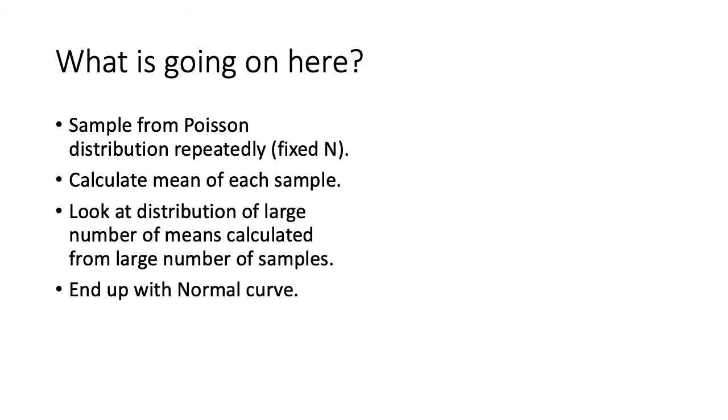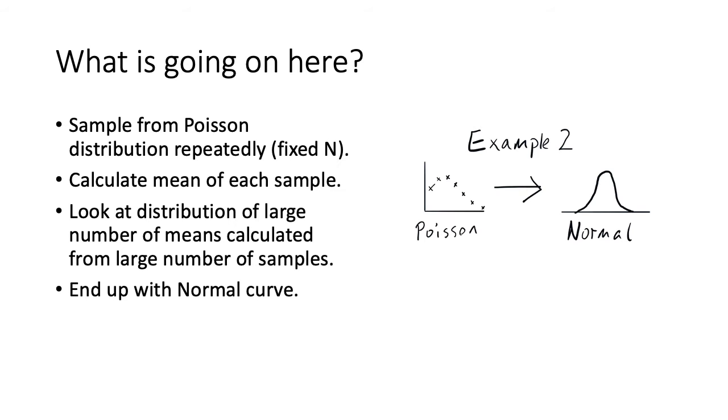So what's happening here? Well, we've sampled from a Poisson distribution. That's our theoretical distribution in this case, a discrete distribution with a fixed sample size n. And then we're calculating the mean for each sample and looking at the distribution of that set of 10,000 means from that large number of samples. We've ended up with a normal curve again. And here's a little graphic. We started from Poisson, and then we've done this process of sampling repeatedly. Again, we've ended up with a normal distribution.